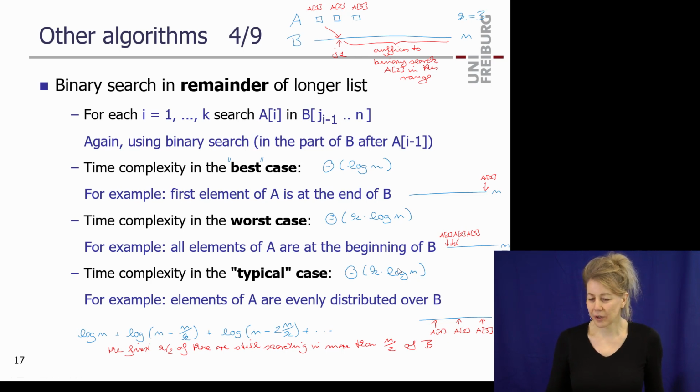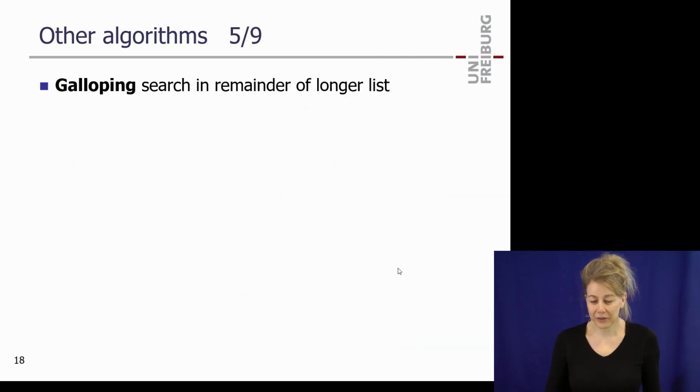Okay, so now let's try to make it asymptotically better. Let's try to do that. And here's an algorithm, and that will be the algorithm which you analyze for the exercise sheet. And it's doing something called galloping search.